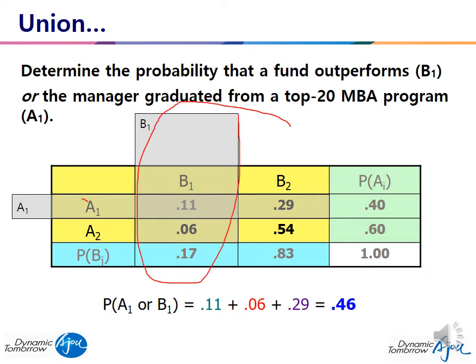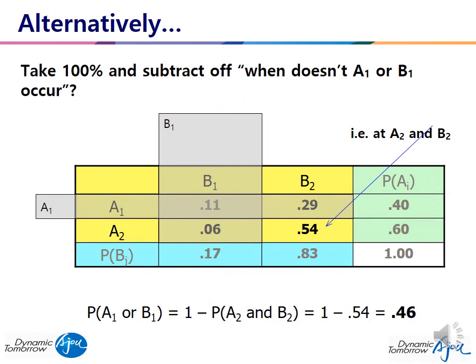This shows previous explanation. Okay, add this and this. Or alternatively, taking 100% and subtract off when A1 or B1 doesn't occur. So 1 minus A2 intersection B2, this one, 1 minus 0.45. So you can get 0.46.